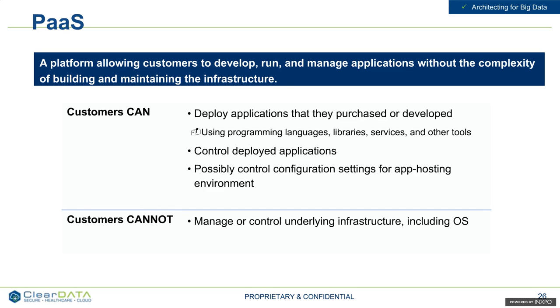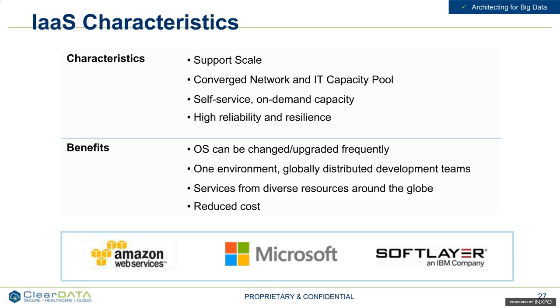Going now to the infrastructure as a service model, the characteristics of this model help you to support scale. It allows you to do self-service on-demand capacity. You can architect high reliability and resilience, and some might see these as benefits, others might see these as a challenge, but your operating system can be visible to you. You can actually see everything about your environment.